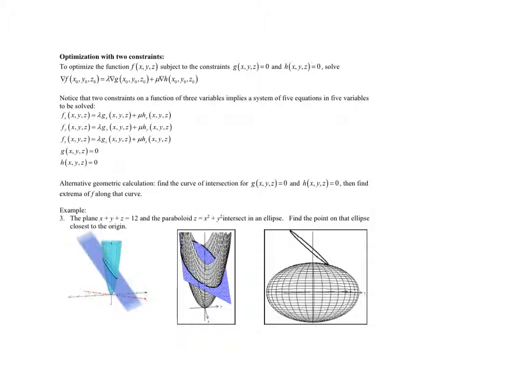Right, so you can see the structure here. It's got, instead of one multiplier, two multipliers. So we have to account for that, and that's related to the two different constraints that we have. We have a G constraint and an H constraint. So the example: the plane given and the paraboloid also given intersect in an ellipse. Find the point on that ellipse closest to the origin.